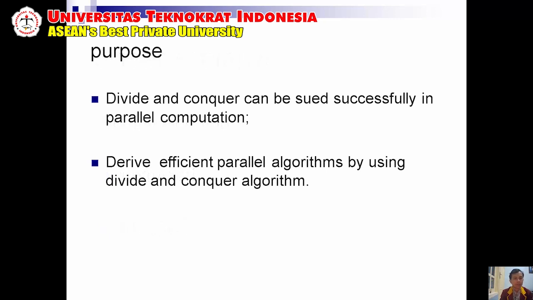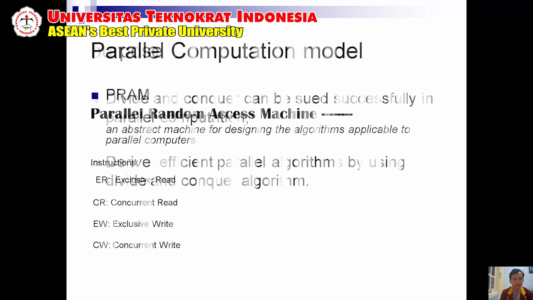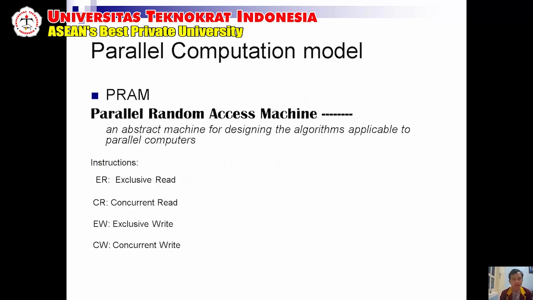Purpose: divide and conquer can be used successfully in parallel computation, to derive efficient parallel algorithms. Parallel computation model: PRAM, the parallel random access machine, an abstract machine for designing algorithms applicable to parallel computers. Instructions: ER, exclusive read; CR, concurrent read.